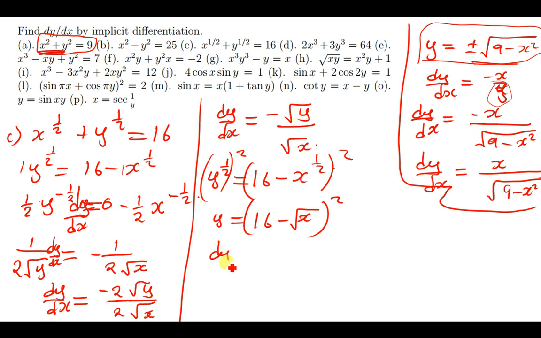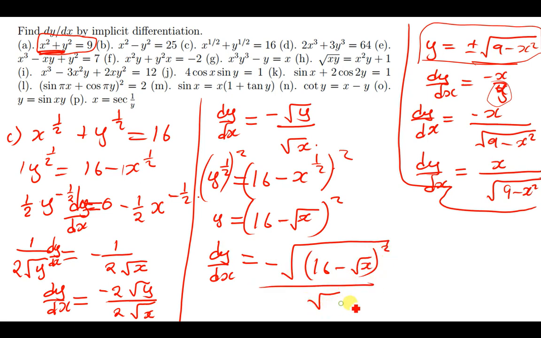So our dy dx will therefore be equal to, while there is y there, I'll replace that. So I'm going to have negative the square root of 16 minus the root of x, and then squared, and then everything over the square root of x. So this and that will cancel. So what we just remain with is 16 minus the root of x, then everything over the root of x.